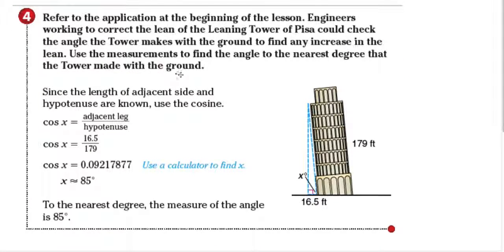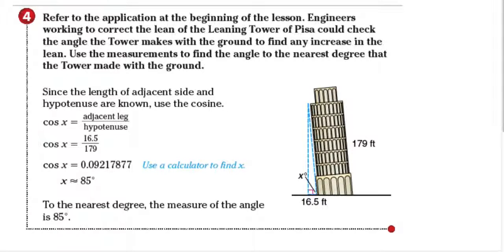And let's refer back to the application at the beginning of the lesson. Engineers working to correct the lean of the Leaning Tower of Pisa could check the angle of a tower. Check the angle the tower makes with the ground to find any increase in the lean. Use measurements to find the angle to the nearest degree that the tower made with the ground. So this is our right angle right here, and we want to find that angle right there. Since the length of the adjacent side and the hypotenuse are known, use the cosine ratio.